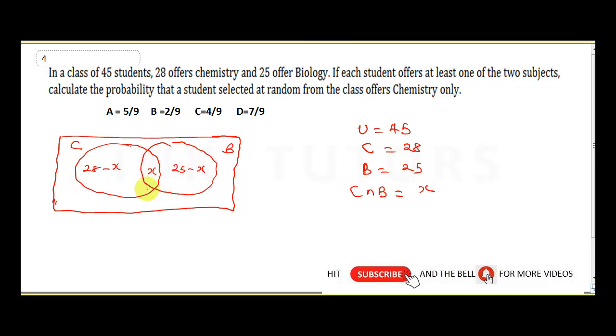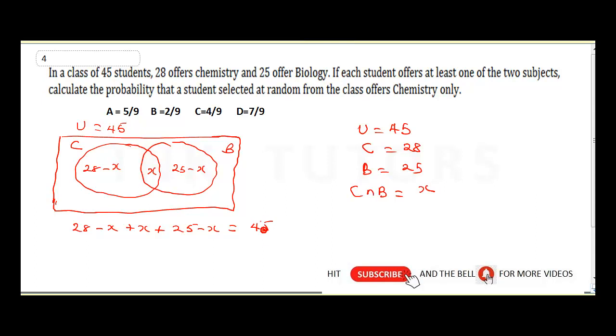Now, I don't think there's anybody that does not offer, because the question says each student offers at least one of the two subjects. So we don't have anybody not offering any of the two subjects. So our U, remember, is 45. When we sum up everything in the elements, we get our U. So this is going to be 28 minus X plus 25 minus X to give us our U, which is 45.